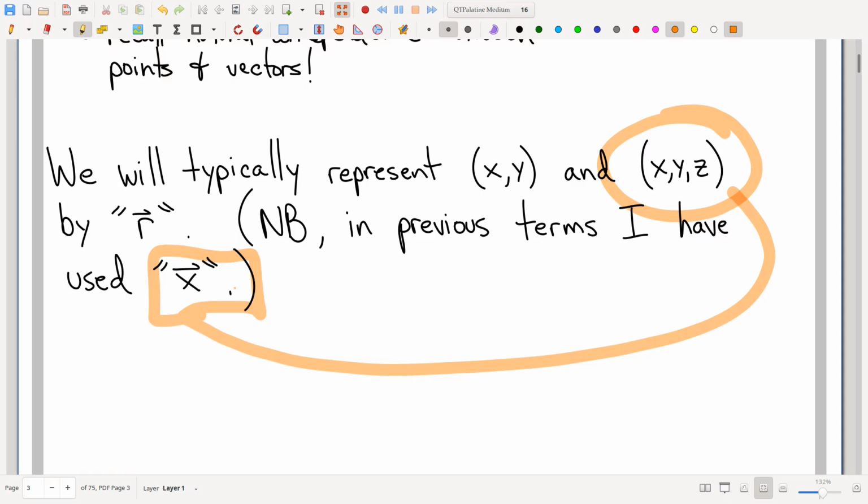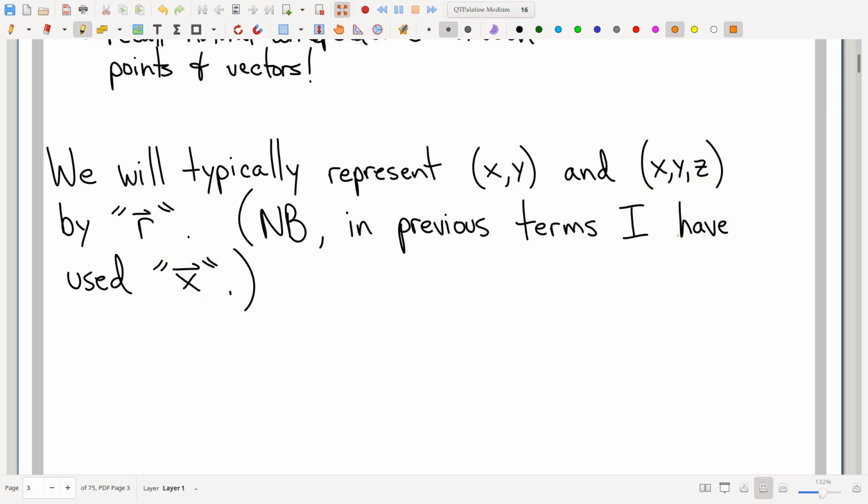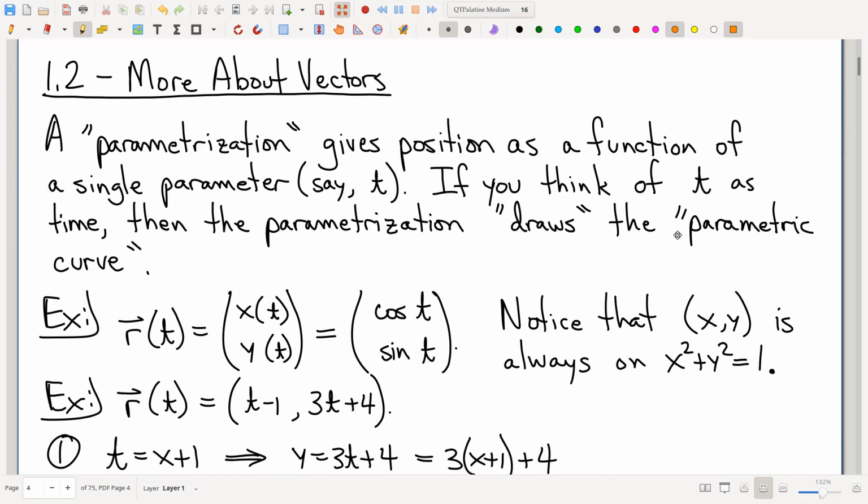So if you look back to my old exams, or if you watch some of my recordings from previous semesters, you might see this notation x. And again, it's just notation. It's just how I was referring to x comma y comma z. Okay. All right. Okay. Moving along.